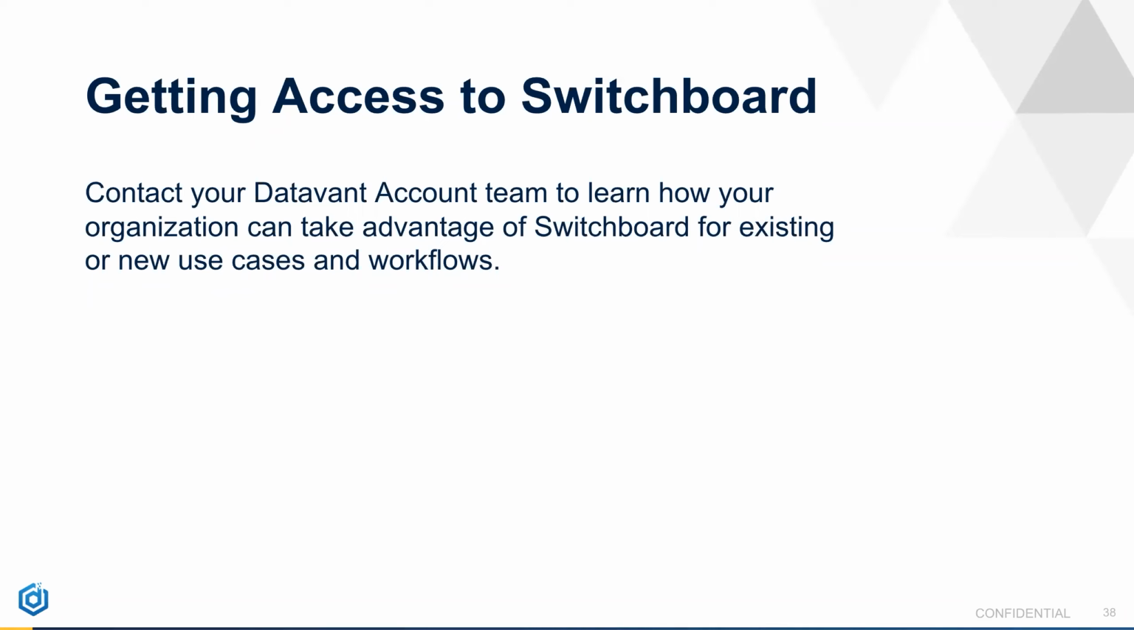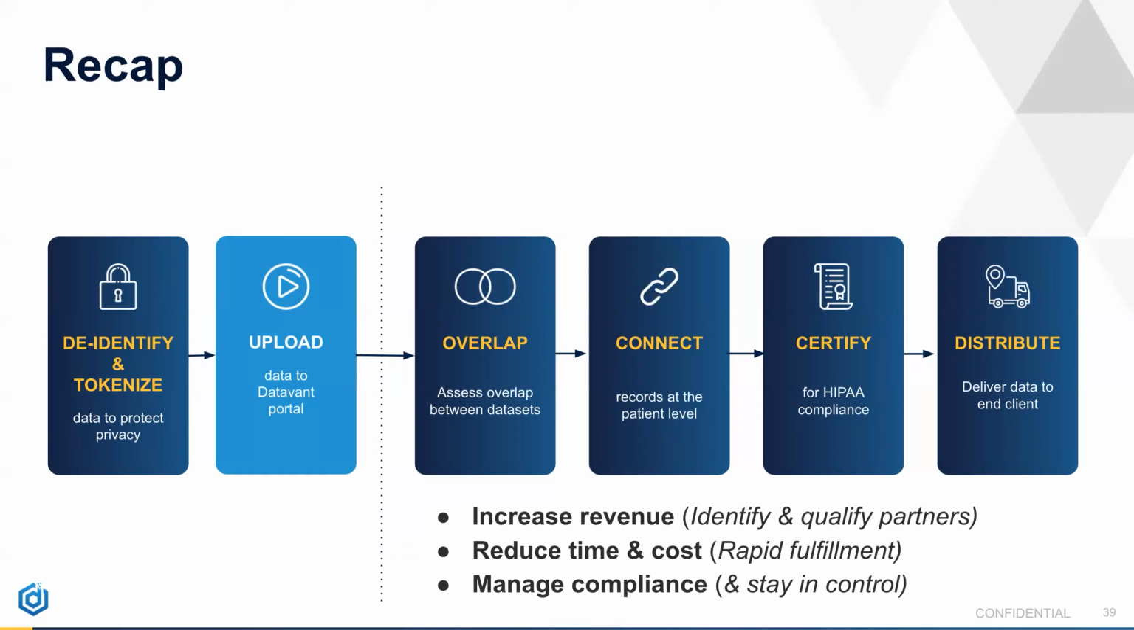So that takes us to the finish. Just to recap again, we talked about this in the beginning, but Datavant Switchboard describes Datavant's full product capabilities, managing connectivity end-to-end for you, from the process of tokenizing your data and finding partners, understanding the overlap across partners and data sets, to fulfilling data partnerships, connecting data sets, getting them certified, and then distributing them on to the end client. So at this point, we'll open it up for questions.